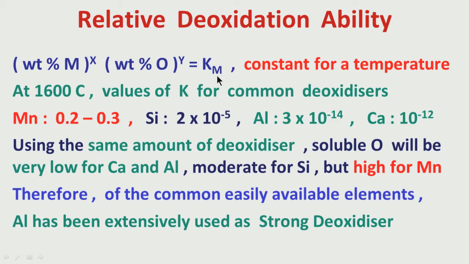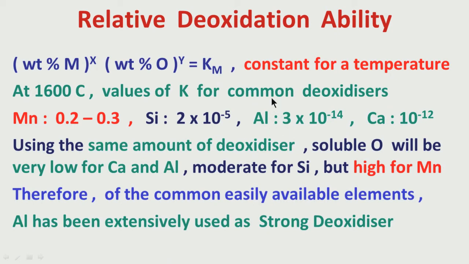So, let us assume the temperature of liquid steel is 1600 centigrade, which is quite a reasonable assumption. At 1600 degree centigrade we can find out the values of K from the oxidation reactions for the different deoxidizers. I am giving you some rough estimates. For manganese it is 0.2 to 0.3, for silicon it is 2 into 10 to the power minus 5, and for aluminum it is much lower, you just look at the value.